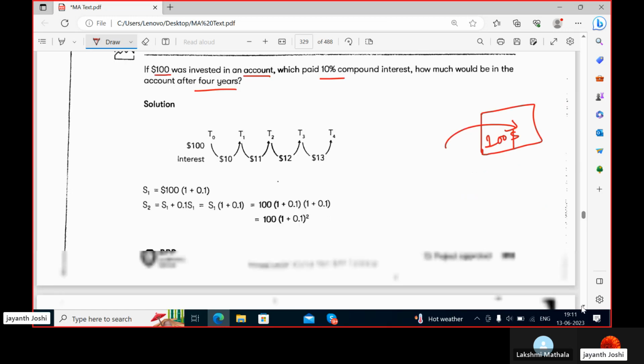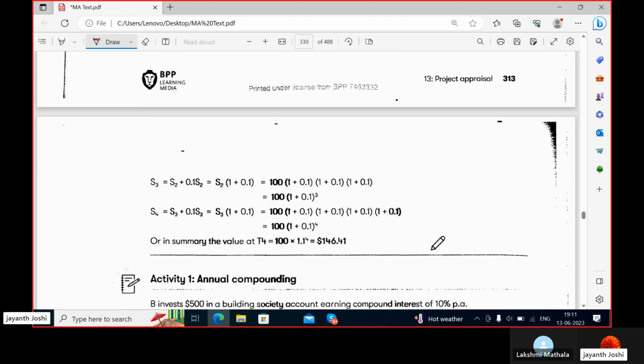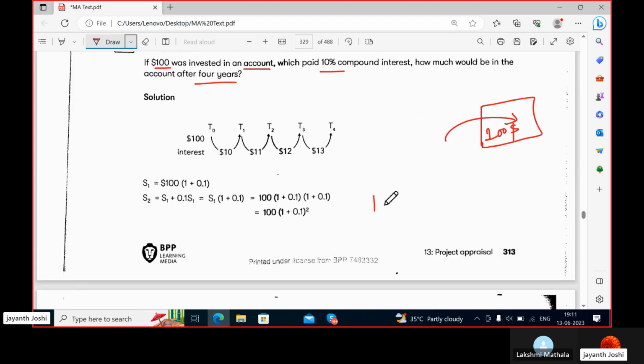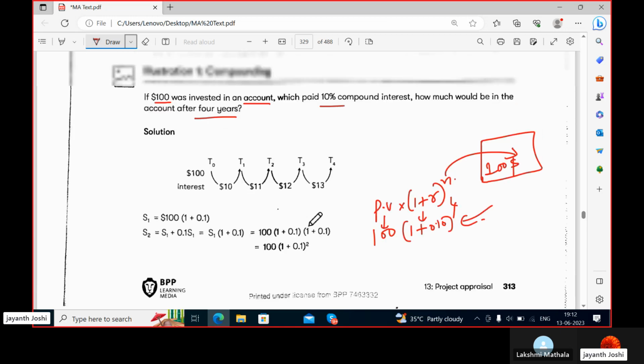So the final answer is something which I'll calculate and directly tell you. Instead of all this explanation, you can take 100, the present value, into 1 plus r, that is 1 plus 0.10, whole power 4, whole power n. Can you just calculate and tell me what's the answer, Hamsika? Then I'll tell you what they are doing here. Okay, fine, fast. Tell me the answer.